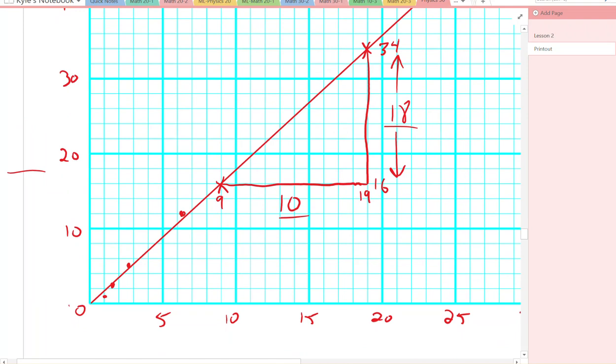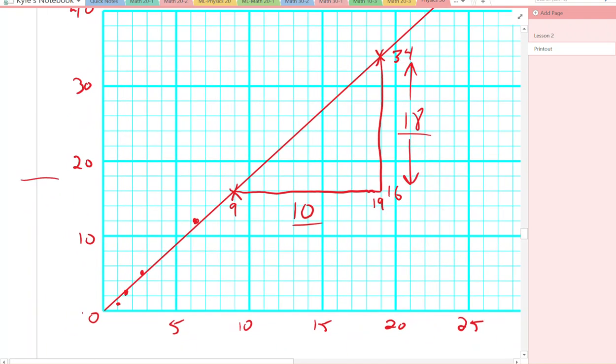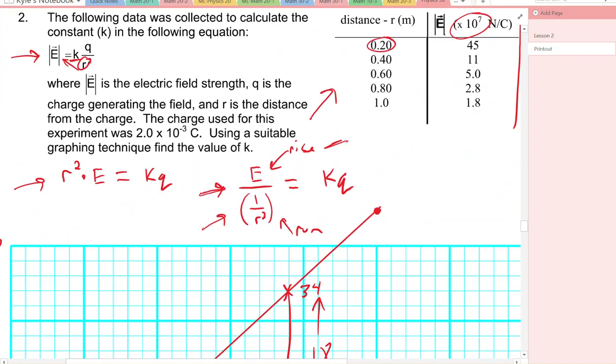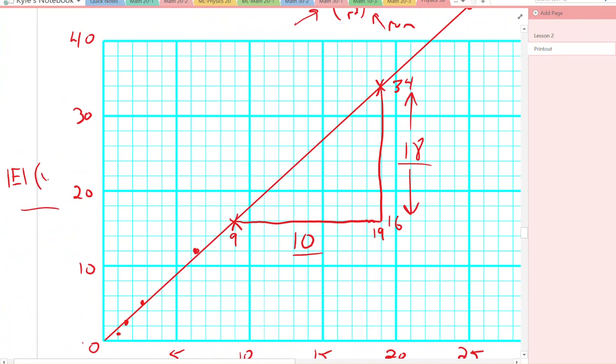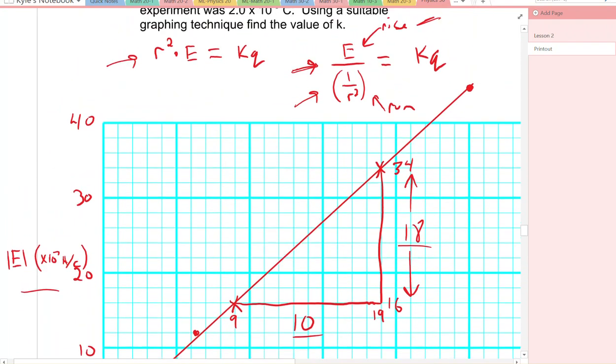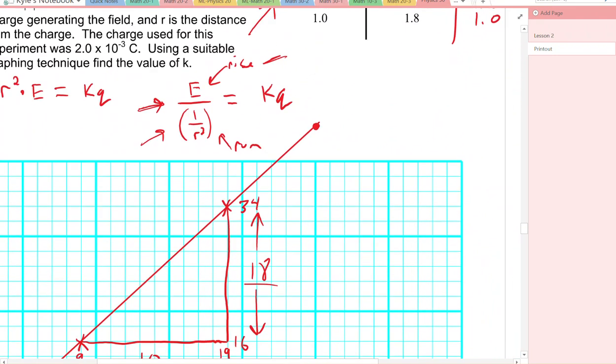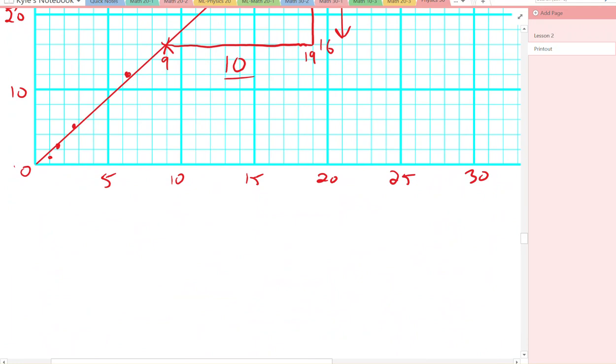So let's do that now. Our y-axis here for E was our electric field strength, and every one of these ticks was times 10 to the 7 newtons per coulomb. And our units for the bottom here are going to be 1 over meters squared, because it's 1 over r squared that we're doing here.